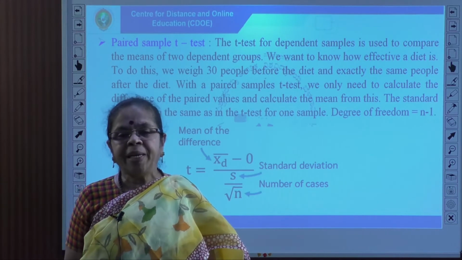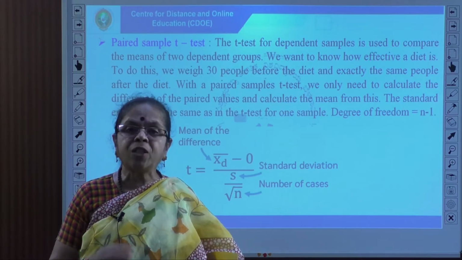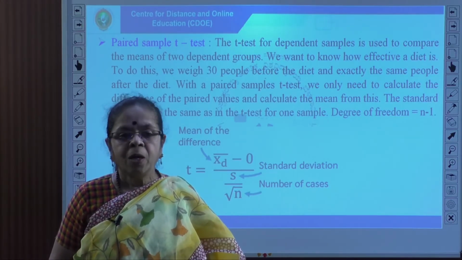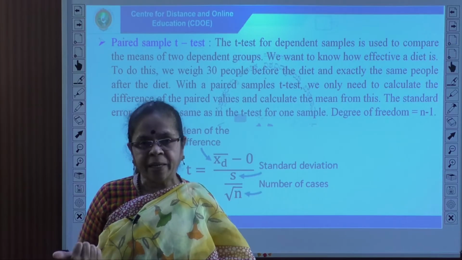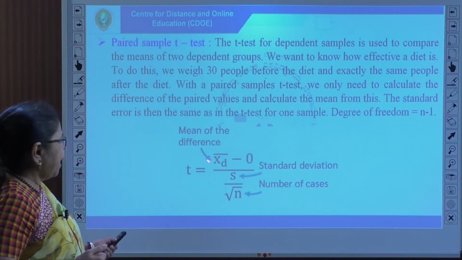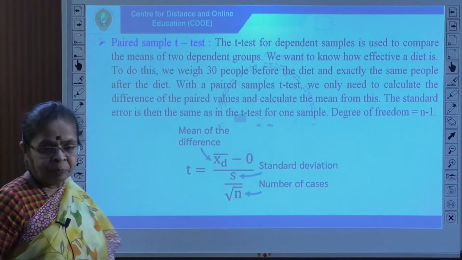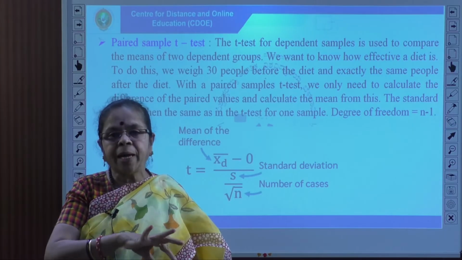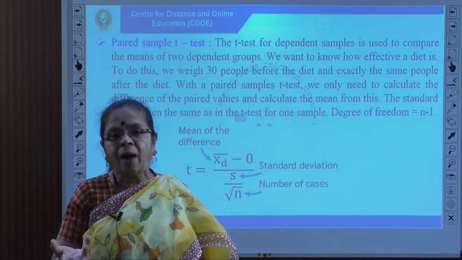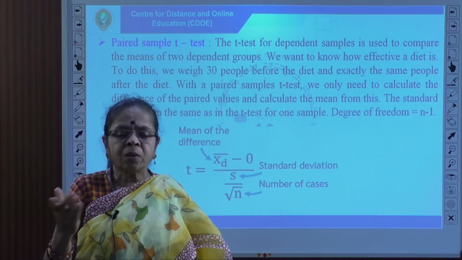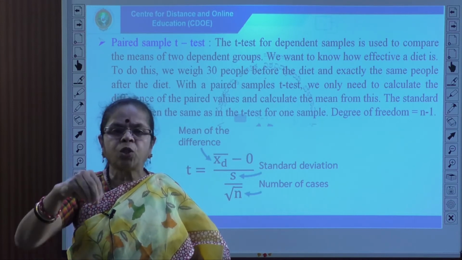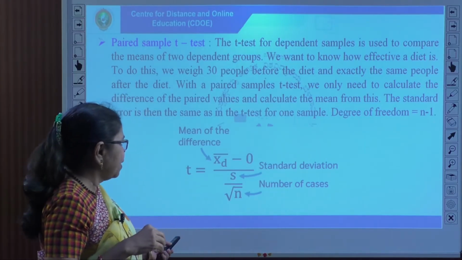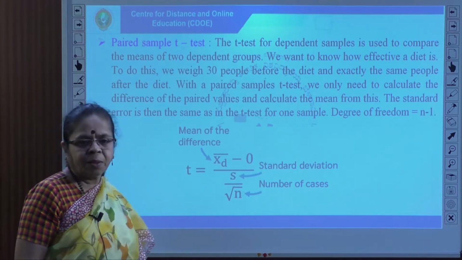So, with a paired sample t test, we only need to calculate the difference of the paired values and calculate the mean from that. So, the standard error is then the same as in the t test for one sample. So, xd bar, mean of the difference between what? Difference between people before the diet and after the diet. The mu is 0 because there is no difference without the treatment. Then the standard deviation and number of cases.